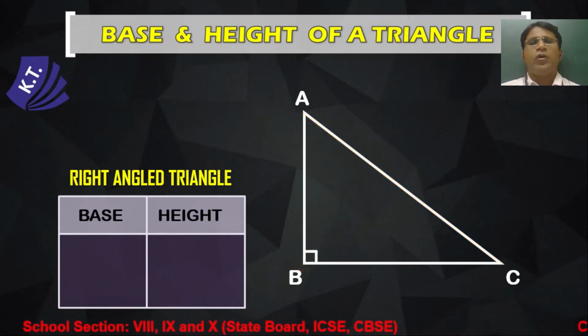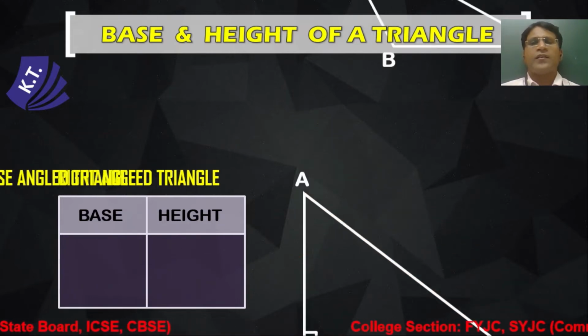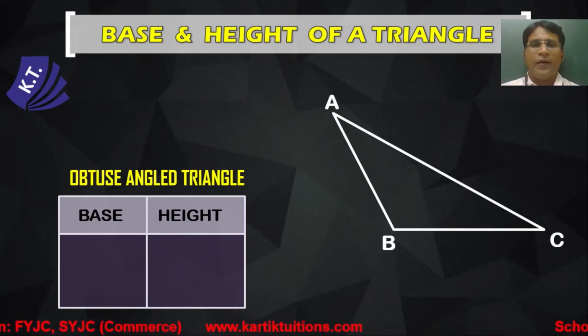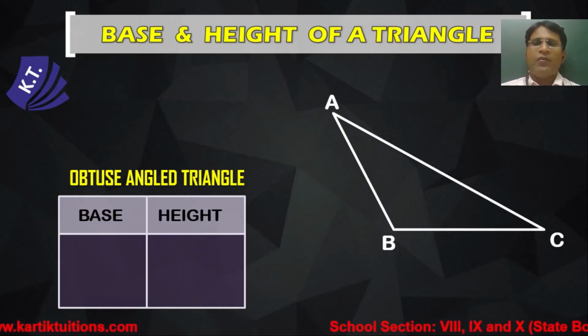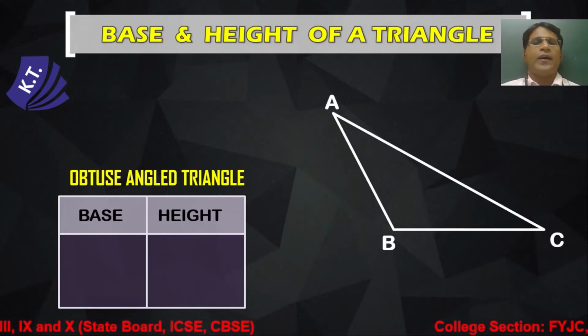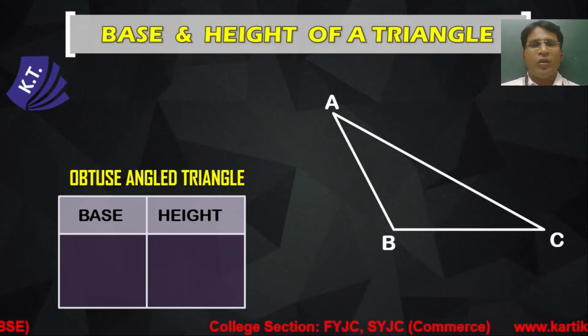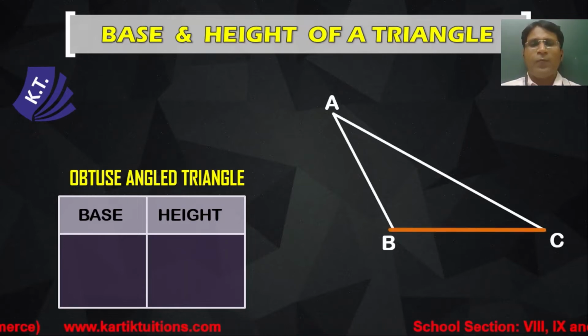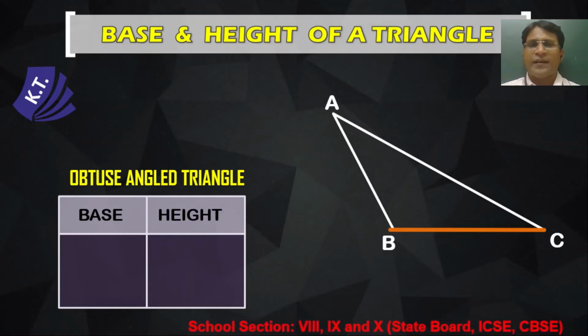Now, let's talk about the third type of triangle, that is the obtuse angle triangle. Remember, in a triangle, if any one angle is more than 90°, it becomes an obtuse angle triangle. Now, let's talk about the base BC. My base is BC, so I need a perpendicular from the third vertex, that is A.